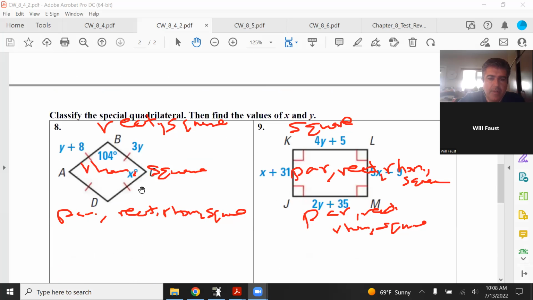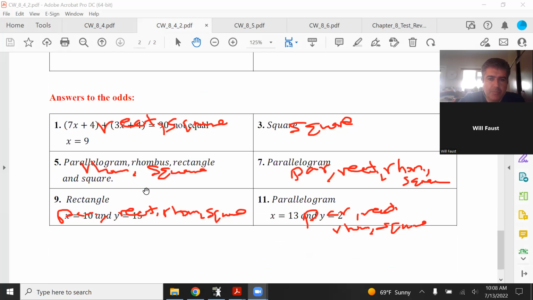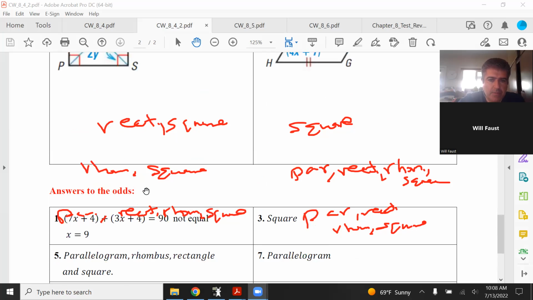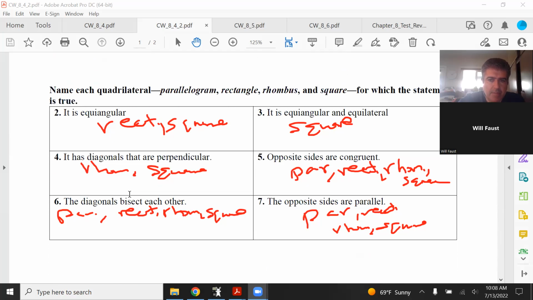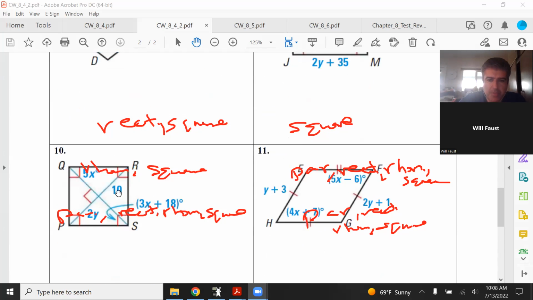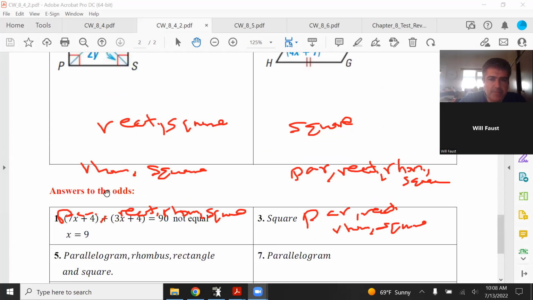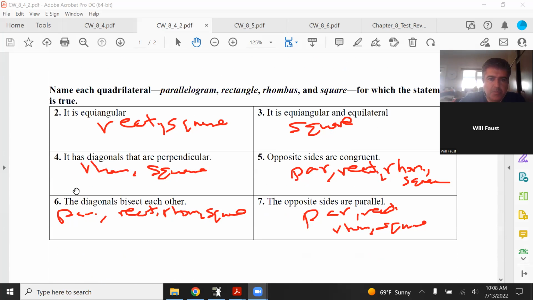So I'm pretty sure number 3 is just a square. 5 was all of them. And 7, well, obviously all of them also, if you're going to say parallelogram. So 7 should be all of them. All of them should be listed. So those are the answers if you need to jot those down.